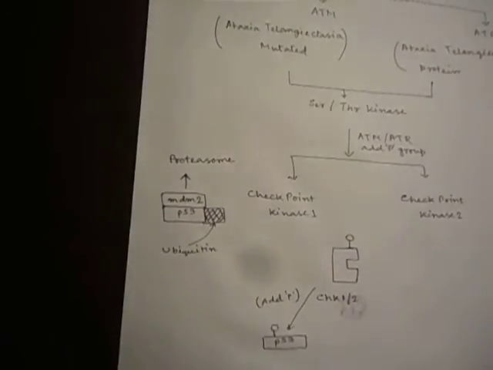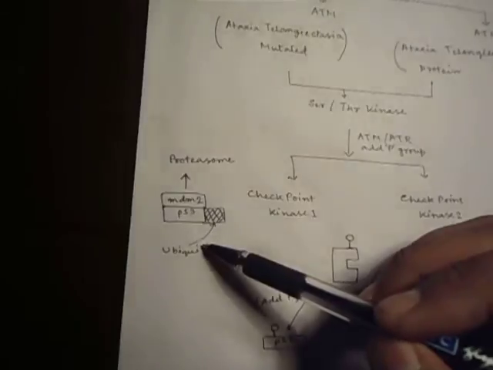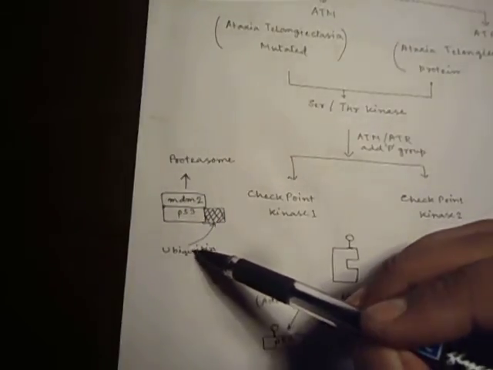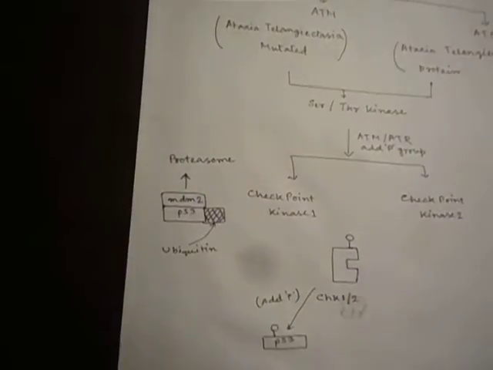When apoptosis will be done, then ubiquitin will sequester the MDM2, and P53 will be free.